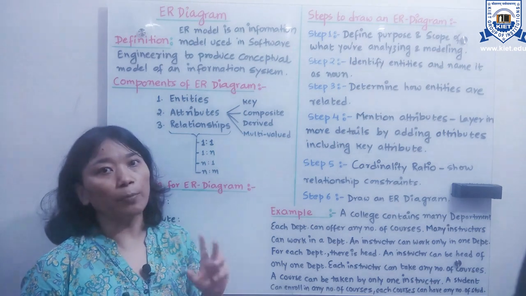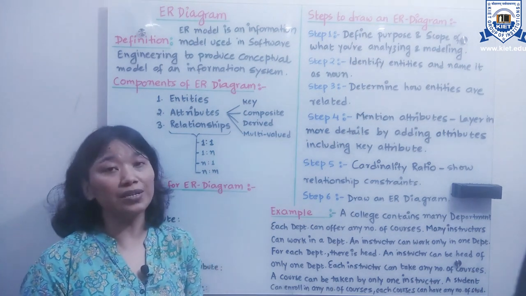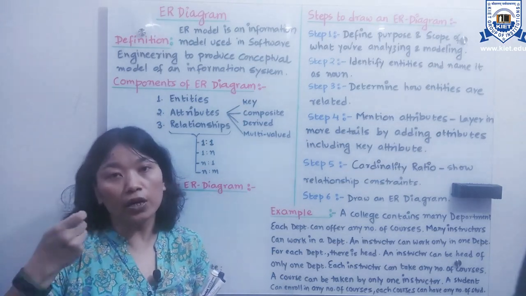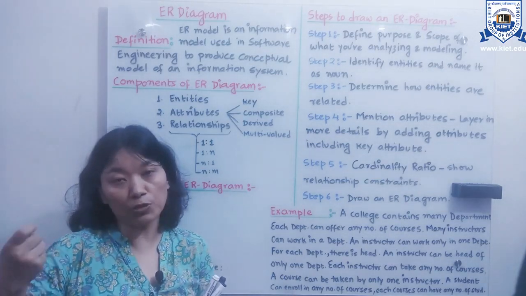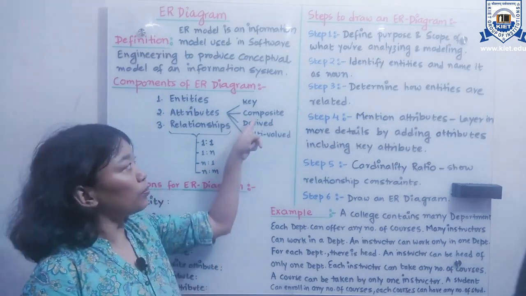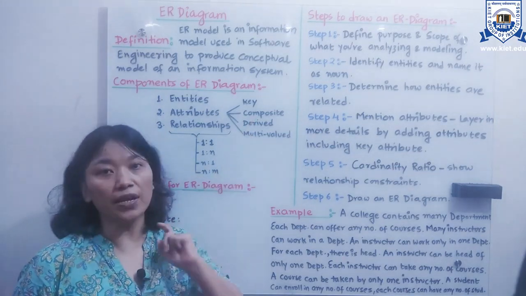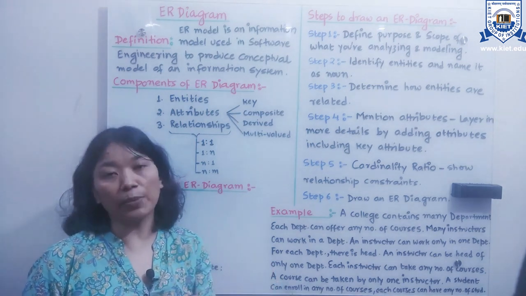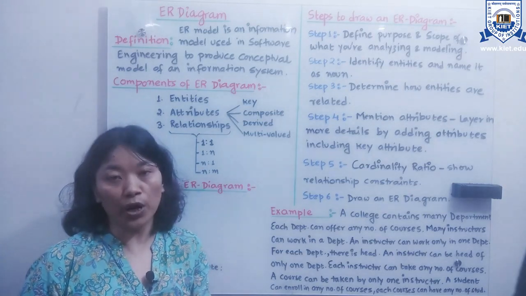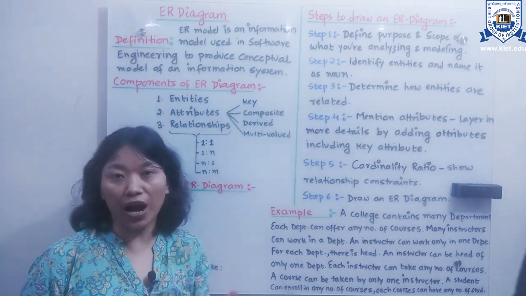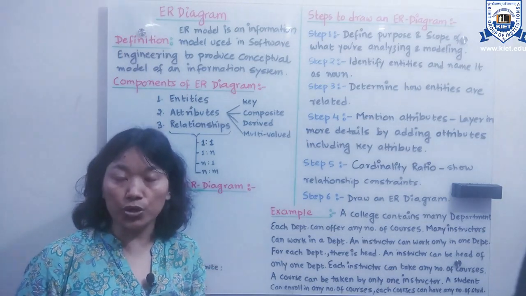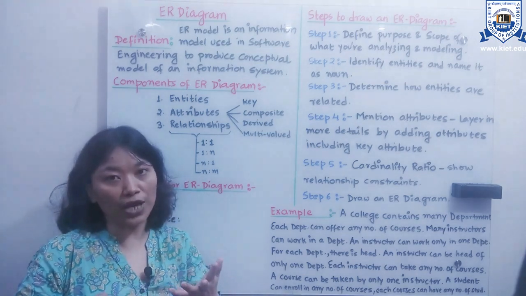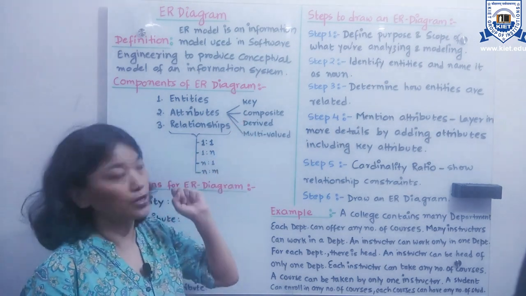The second one is the composite attribute. Most properties are composed of smaller properties. For example, name can be first name, middle name and last name. Address can be the room, house number, street address, state, and country. All these are composed of other attributes, so we call it a composite attribute.